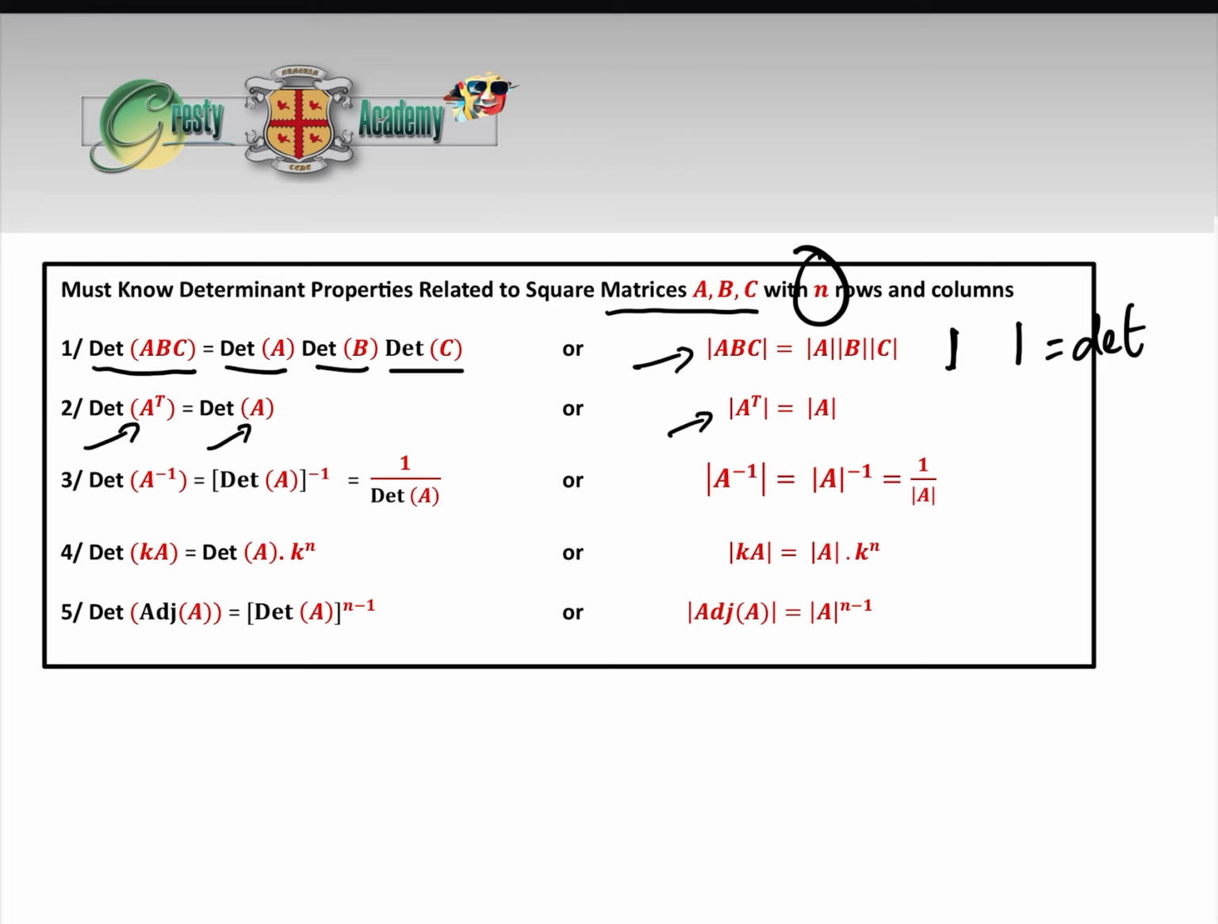The third one is the determinant of the inverse of A is equal to 1 over the determinant of A, which is written like that. The fourth one is when we multiply a matrix A by k, it multiplies its determinant by k to the power of n, where n is the number of rows and columns of the matrix. And the fifth one, which we're going to deal with in another video, the determinant of the adjoint of A is equal to the determinant of A to the power of n minus 1.